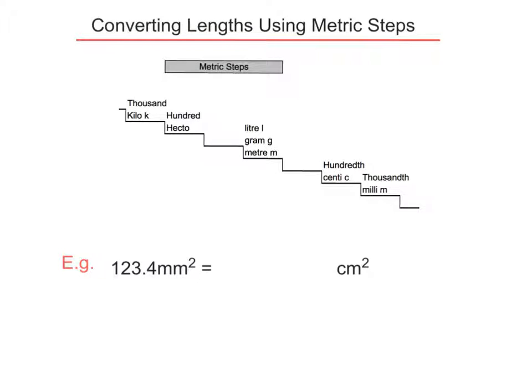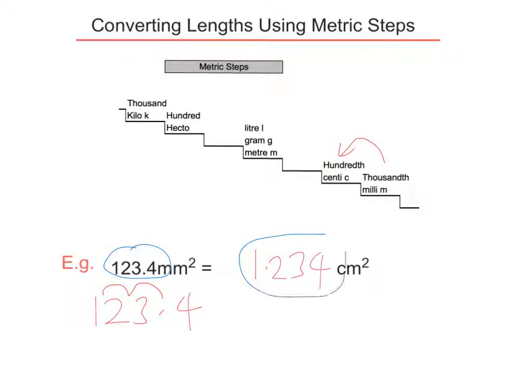In this example, we're going from millimetres squared back to centimetres squared. So from millimetres to centimetres, that's one step to the left. So because it's area, I'll be doing twice as many steps. So here's the number, 123.4. Move the decimal point back 2 places because it's area. 1.234 centimetres squared. 100 millimetres squared is 1 centimetre squared. So it makes sense to me that 123.4 millimetres squared is only just a bit above 1 centimetre squared.